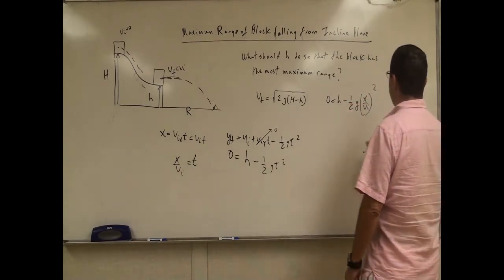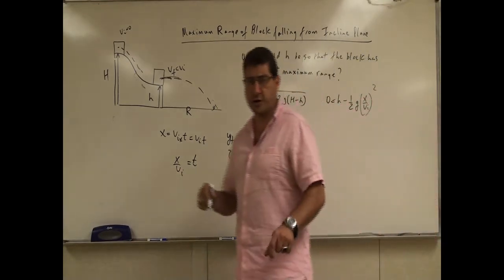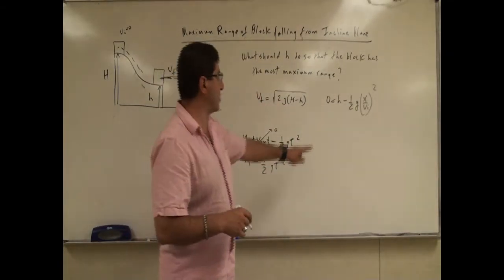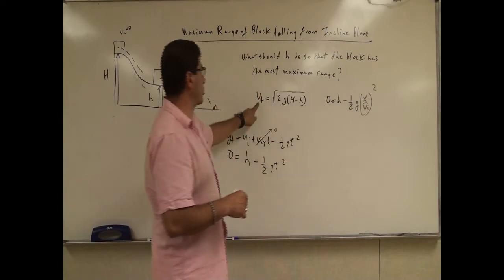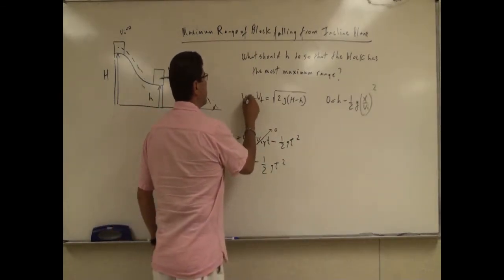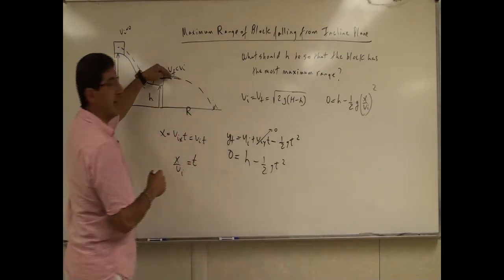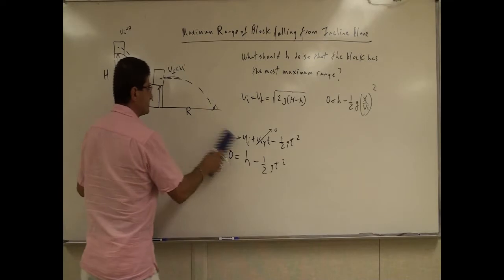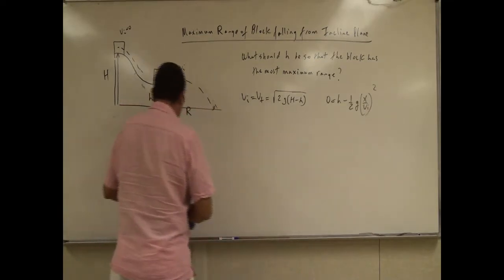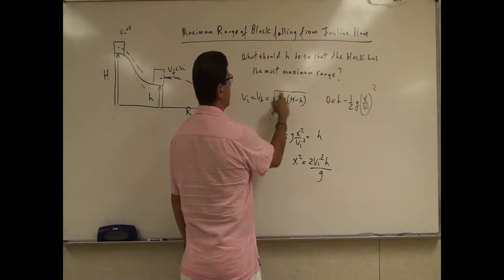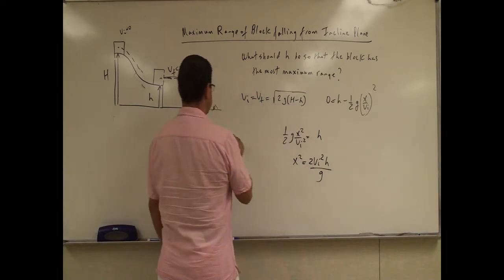Okay? And then this will give us an expression for x, the range of the projectile, as a function of h and V initial. But we also have an expression for V initial, because V initial is the same thing as the V final that it had when it went to the bottom, right? So then we can put all of these in. V initial squared is going to be this equation, right?